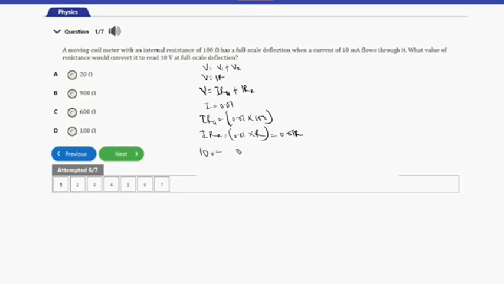So all this is equal to the 10 volts. In that case, we can make R the subject of this equation, where R now becomes 9 over 0.01, and that's 900 ohms. So guys, the answer to this question is option B here. So let's go ahead and consider the next question, guys.